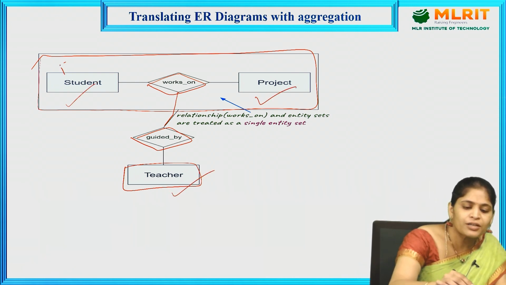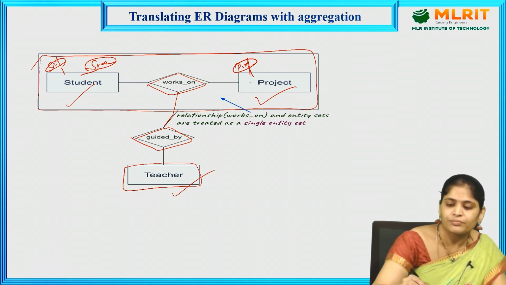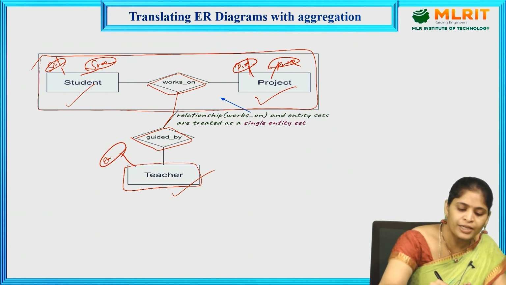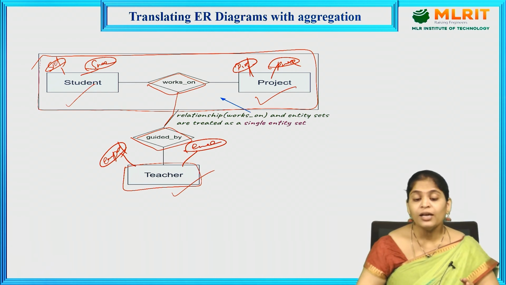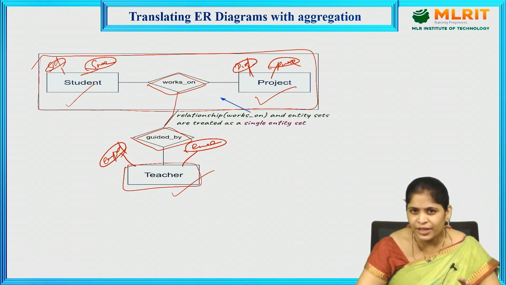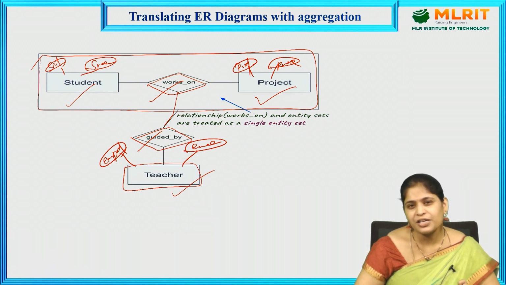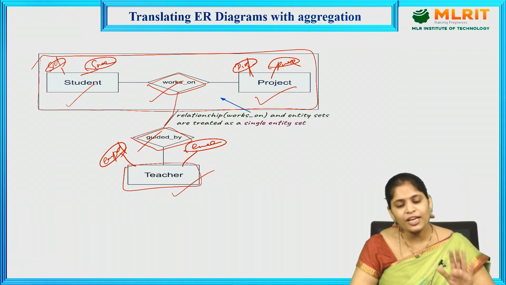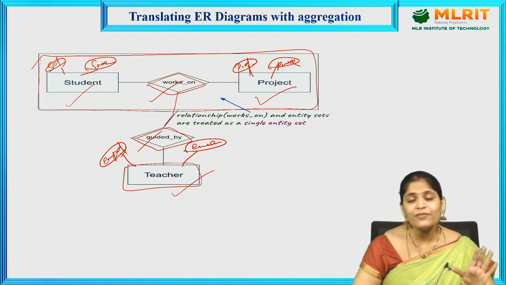So for student, what will be the attributes? SID, SName. For project, project ID, project name. What will be the teacher? Employee ID, employee name. These are different kinds of attributes that we used to consider, and apart from these three entities, we can create the tables for relationships also. So in total from this diagram, we can create 5 tables, and we can relate each other.